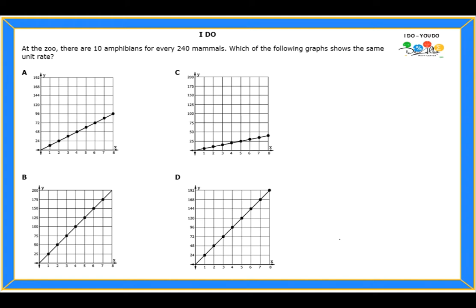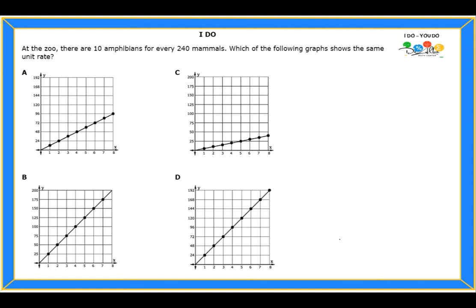Hello students, let's read the problem. It says, at the zoo, there are 10 amphibians for every 240 mammals. Which of the following graphs shows the same unit rate? Okay, so what are they talking about here?